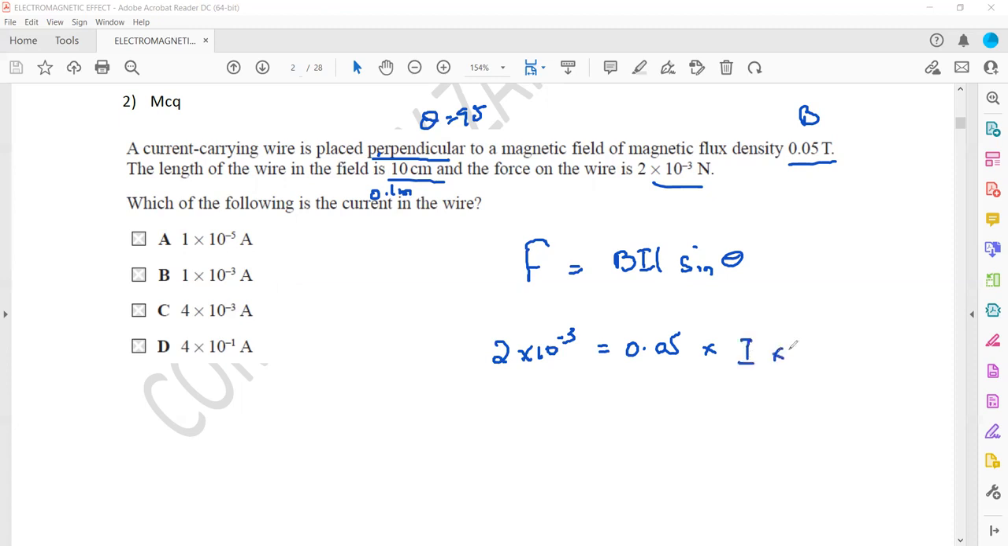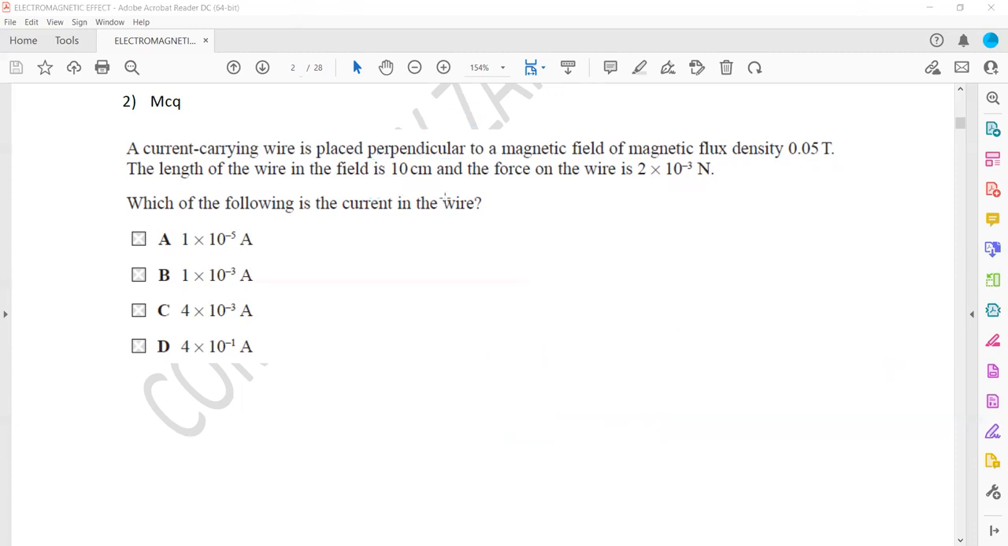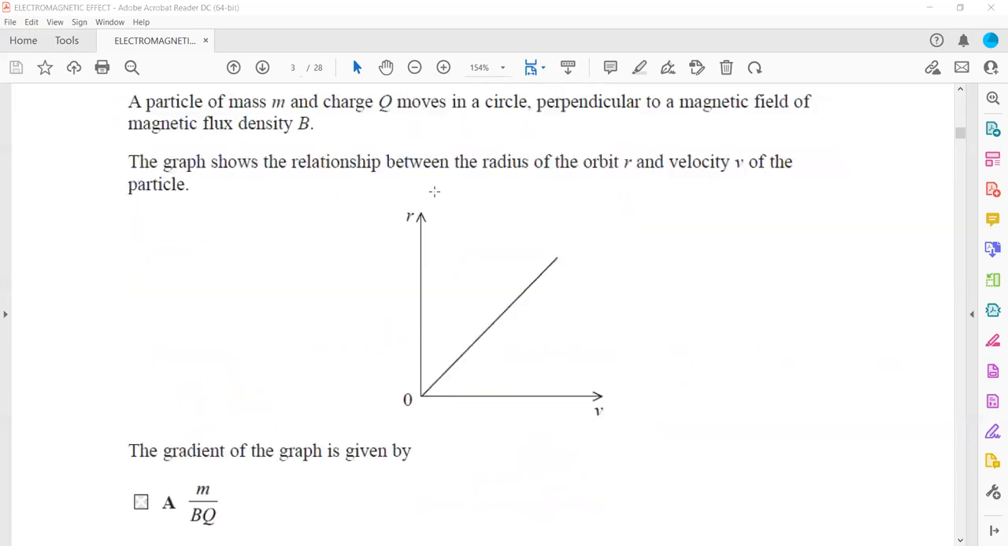We are finding I. L is the length of the wire, 0.1, and sin theta, or sin 90, which is 1. So it will be 2 into 10 power minus 3 divided by 0.05 into 0.1. That will give us the value for the current, which is 4 exponent minus 0.4, which is 4 exponent minus 1. So D will be the right answer. So the same formula we use. Even I can directly write F equals BIL, as the wire is perpendicular and sin 90 is 1.